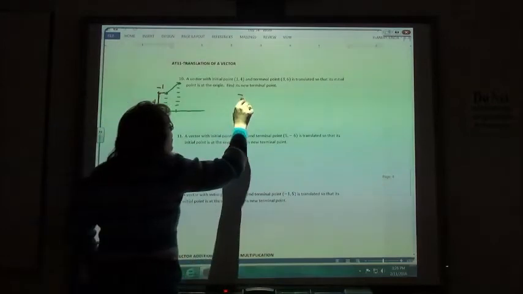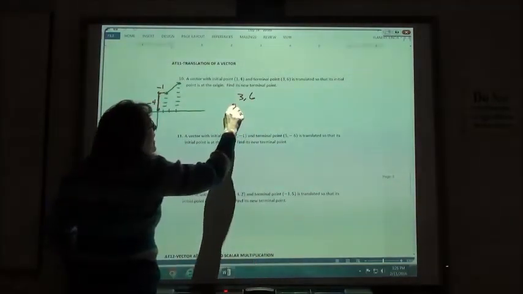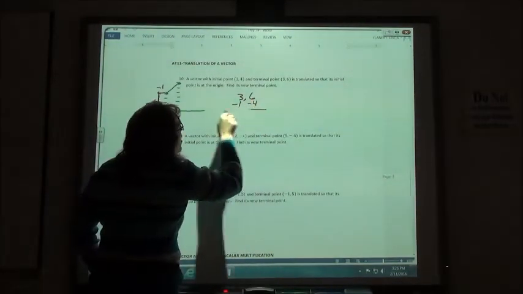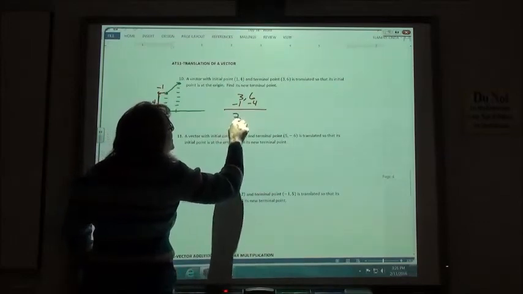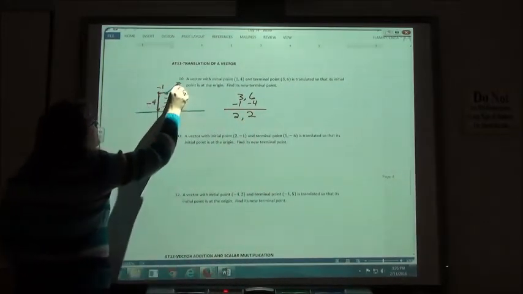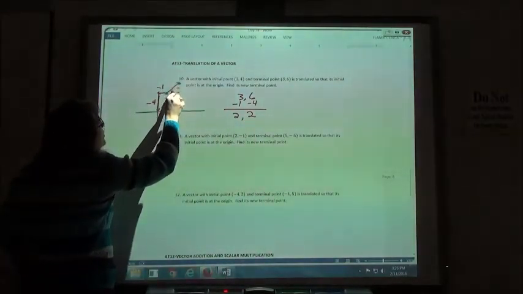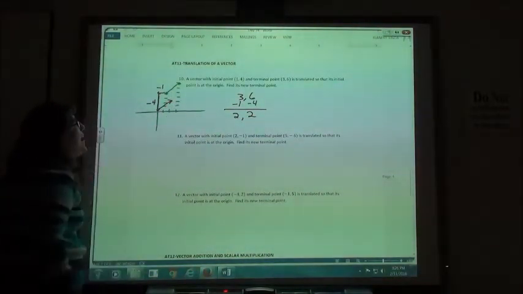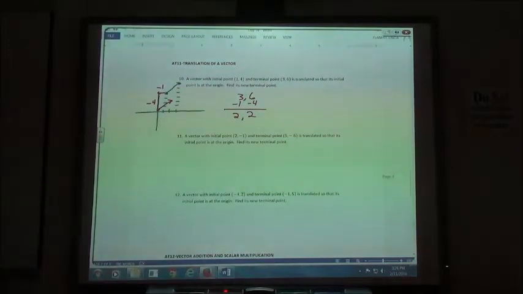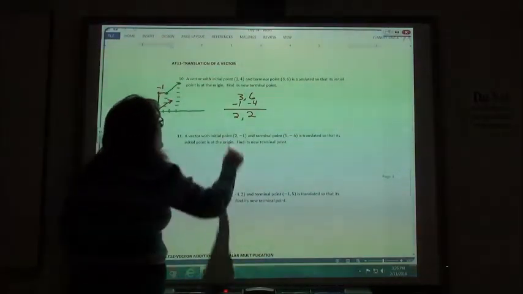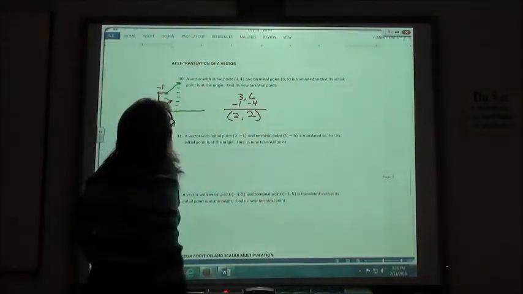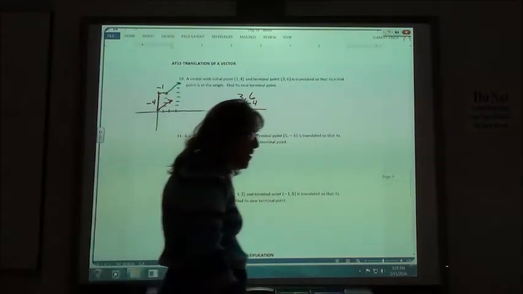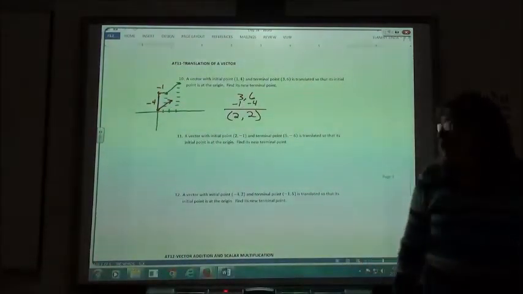So if my terminal point is at 3, 6, and I go back 1 and down 4, I would then end up at 2, 2, right? If I go to the left 1 and down 1, 2, 3, 4, now my vector is going like that and would be at 2, 2 if I could draw straight. And so my new terminal point there is at the point 2, 2.